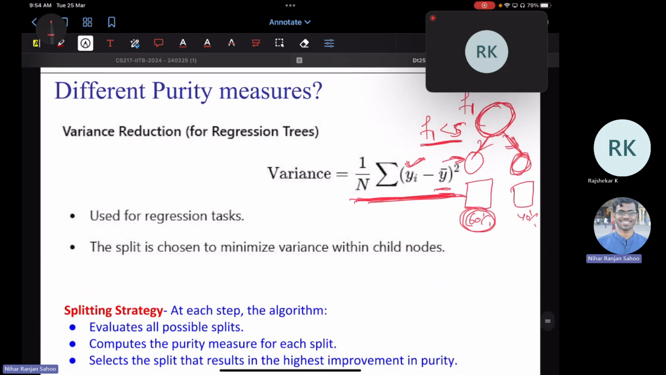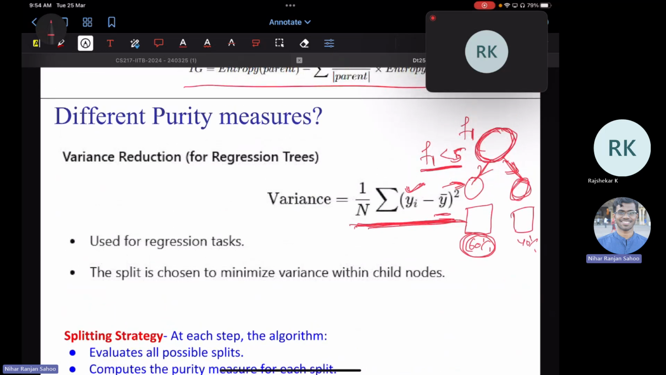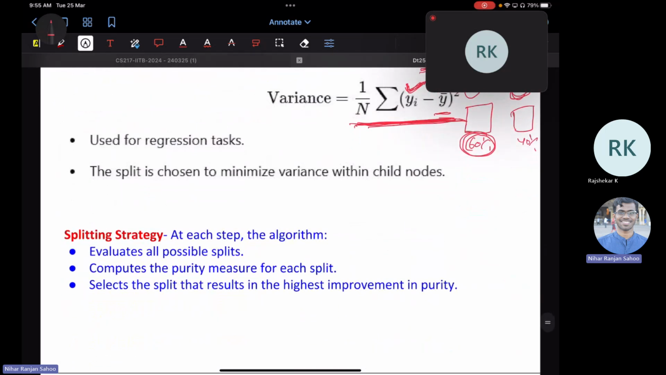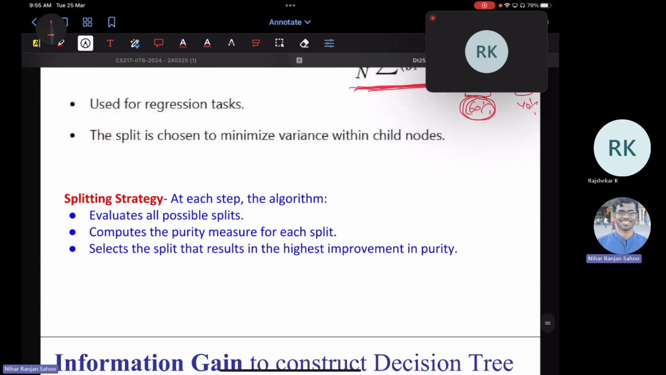Right. So again, how do you decide to split? You compute the variance beforehand, and then if you are splitting on feature one, what will be your predicted y and what will be your ground truth y? You compute the variance. If the variance reduction is highest, then you split. Right. So that's the pure split. That's our splitting strategy at every layer of the tree.